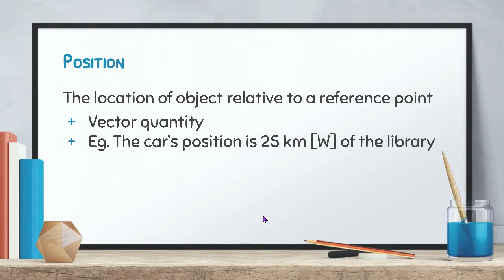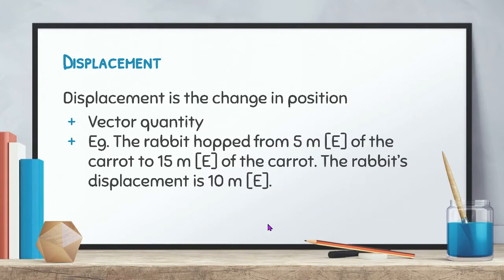All right, and our last thing, we're looking at displacement. Now, position impacts displacement, okay? How does that happen? Displacement is the change in position. And so since position is a vector quantity, displacement is as well. An example is the rabbit hopped from 5 meters east of the carrot to 15 meters east of the carrot. Okay, so we're looking at a change in position. The position went from 5 to 15. So the displacement is 10 meters east of the carrot.